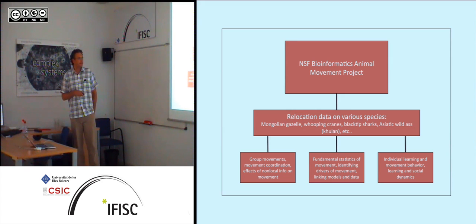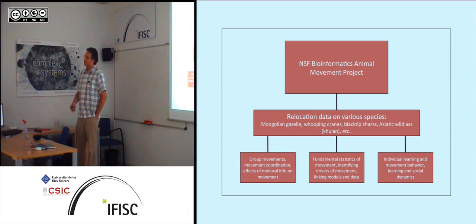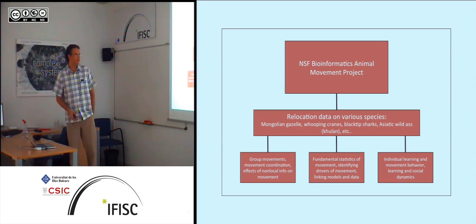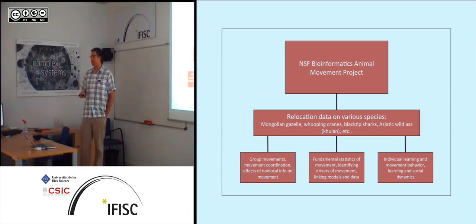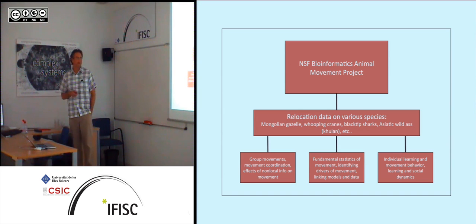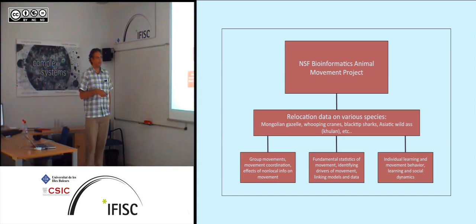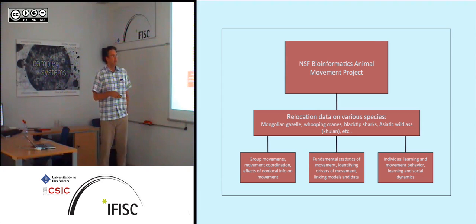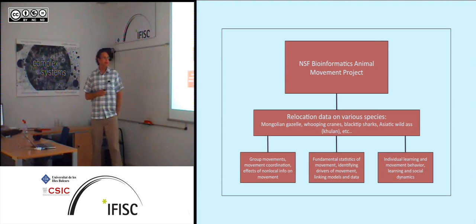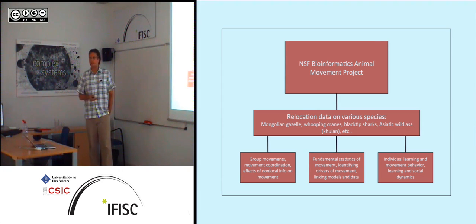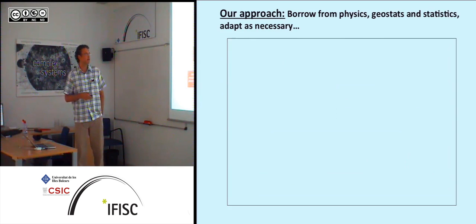Another gets at these things I was just talking about: identifying the fundamental statistics of movement, what drives animal movement, how animals make decisions about movement, and linking movement models and data together in a rigorous way to sort those things out. That's what I'm going to talk about now. And then another looks at how movement changes when individuals learn as they age, how that changes their movement behavior and possibly their social interactions and social dynamics. That I'm not going to talk about at all.